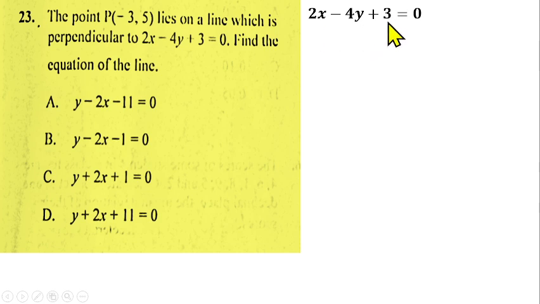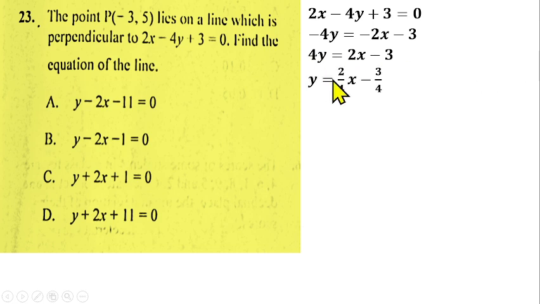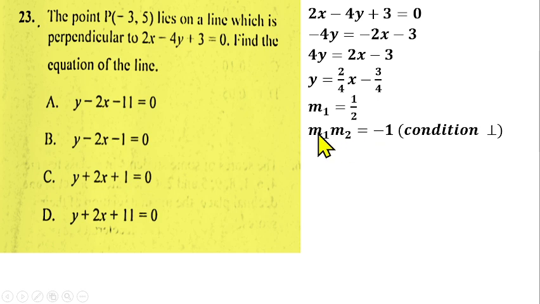So you have 2x minus 4y plus 3 equals 0. We can find the gradient by making y the subject of the formula. So we'll have minus 4y equals minus 3 minus 2x. You can multiply through by minus 1. We'll have 4y equals 2x plus 3. Divide both sides by 4. You have 2 over 4 x plus 3 over 4. That means the coefficient of x here will be the gradient of that straight line. So your m1 is 2 over 4, which gives us 1 over 2. So our m1 is half. And the condition for perpendicularity is that the product of m1 and m2 gives us minus 1. So if our m1 is half, put that here, multiplied by m2 equals minus 1. Cross multiply here, so our m2 will be minus 2.